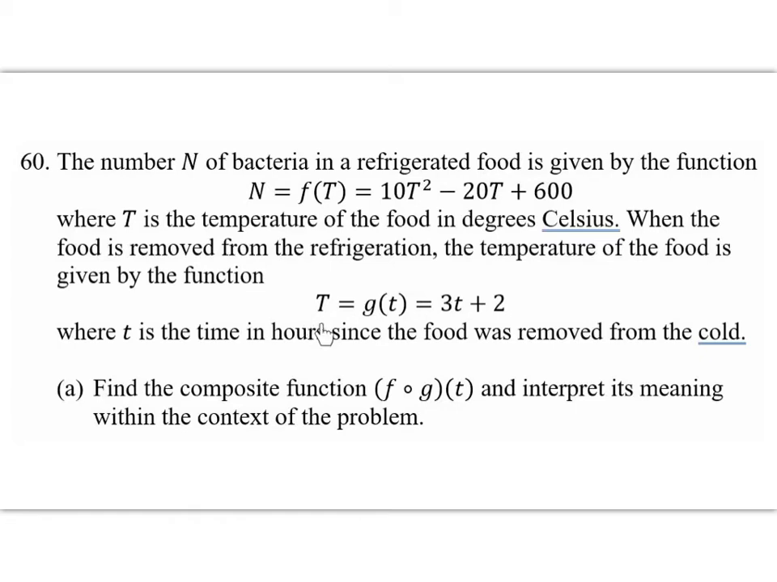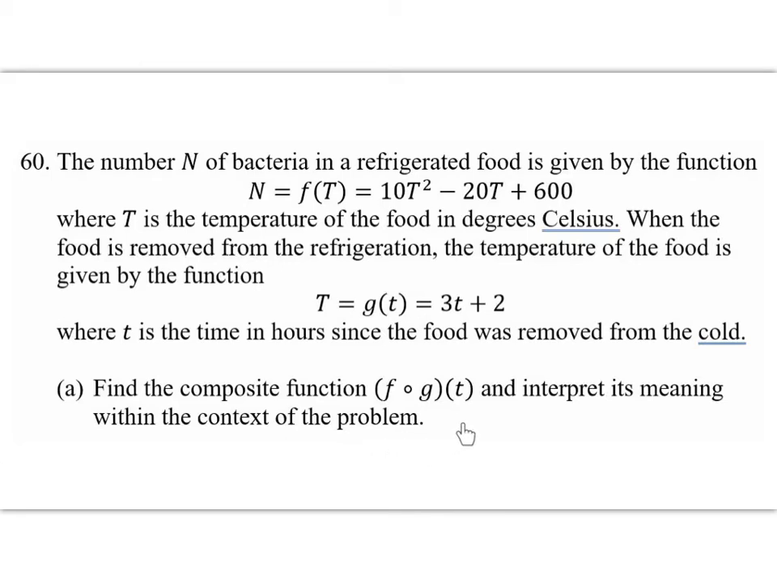All right, and then we're going to do the same thing with the second one. The output variable is T, the temperature. We're just going to call the function g, and the input is lowercase t, which is the time in hours since the food was taken out of the refrigerator. So the question could be reworded as: find the composite function f of g of t, and then interpret its meaning within the context.